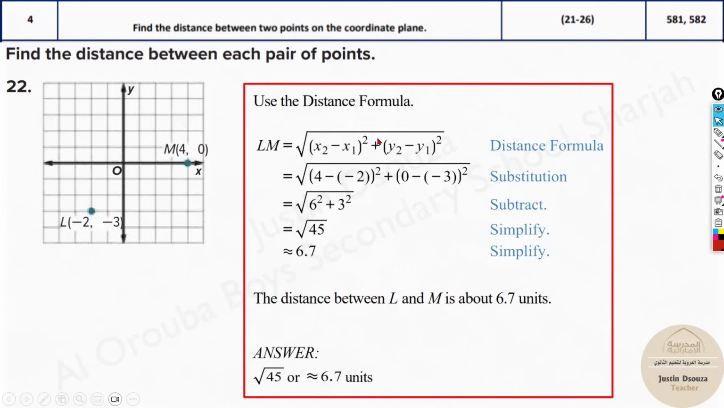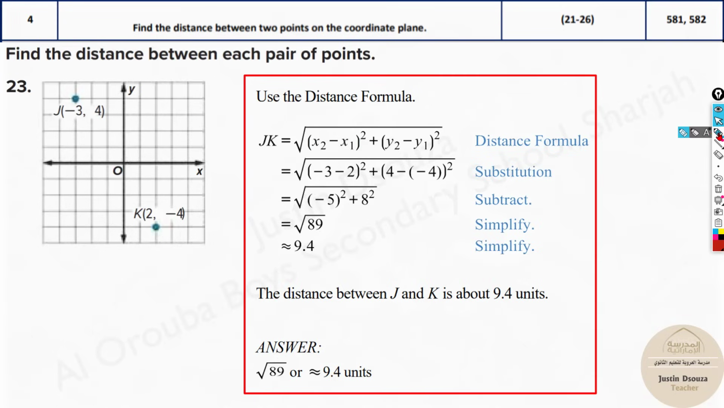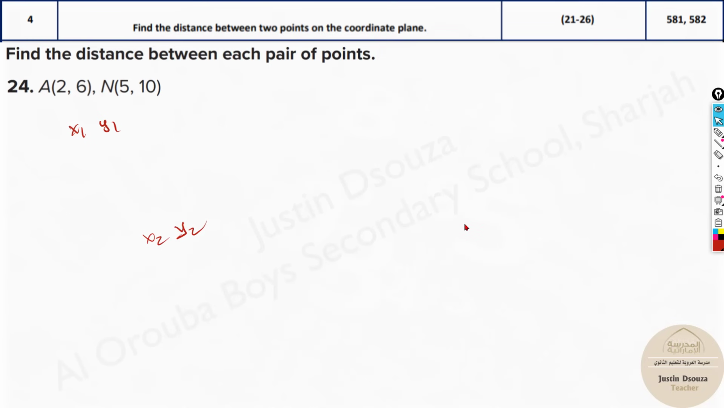Just the formula is something you need to remember. The formula is square root x2 minus x1 the whole square plus y2 minus y1 the whole square. Remember, if you consider this as x1, the next term must be y1 as well. You can choose any one as x1. Now, if I take this x1, this has to be y1. Then the other one will be x2, y2. And that's how we can solve them.